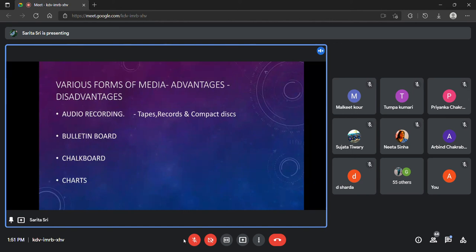The second is the bulletin board. It is usually stationary, which is on the wall, or it can be movable. And advantages are it can present a preview of the lesson to be presented as a way of motivating the students. The attractive displays can add life and color to brighten the room atmosphere.